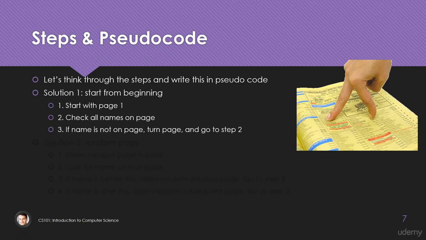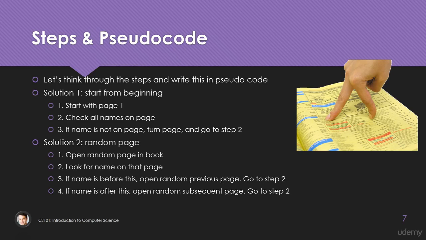So one solution is to start from the very beginning. Let's say you're looking for someone's name like Sam in the phone book. You start from the very beginning, start from page 1, check all the names on the page. If the name is not on that page, turn the page, go to step 2. Now, this is a great solution. It'll work, but the only problem is you have to keep scanning page after page to get to the name. And given that Sam, S, is at the end of the alphabetical order, it's going to take you some time to get to the name.